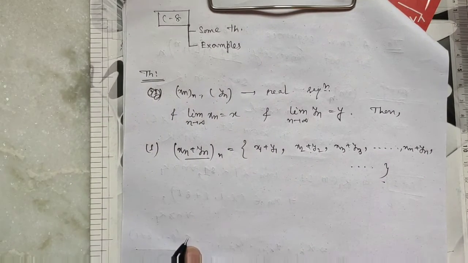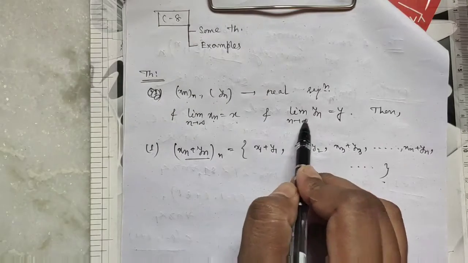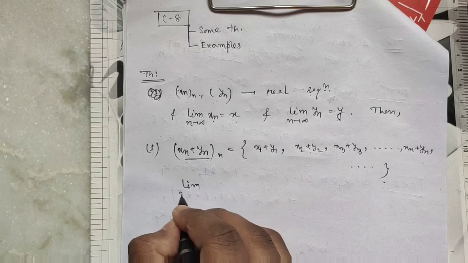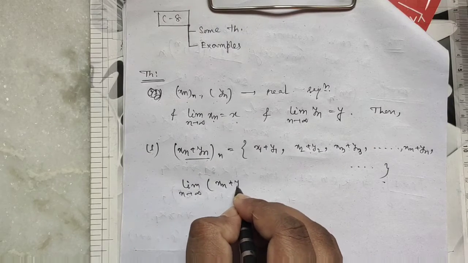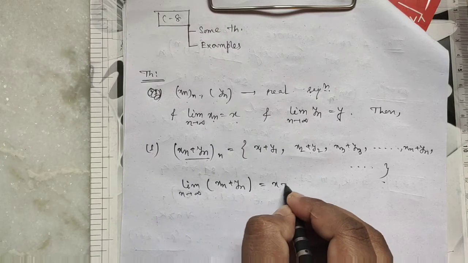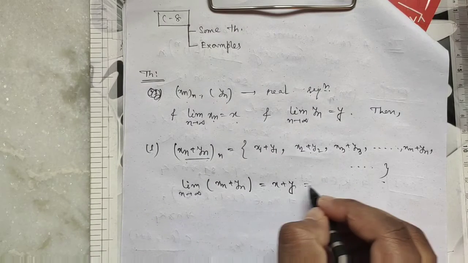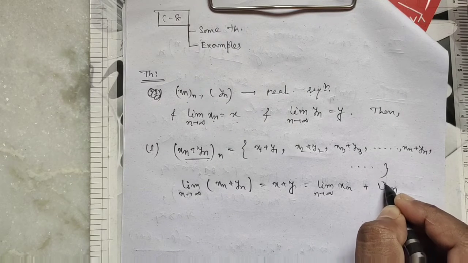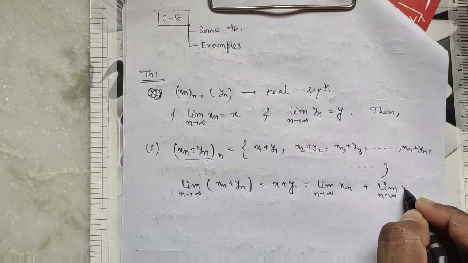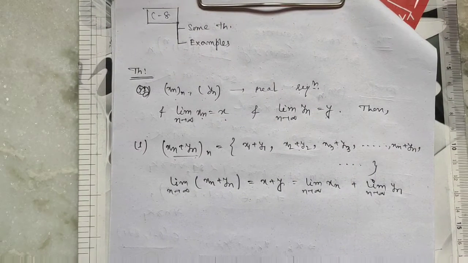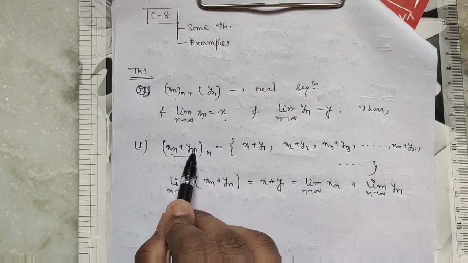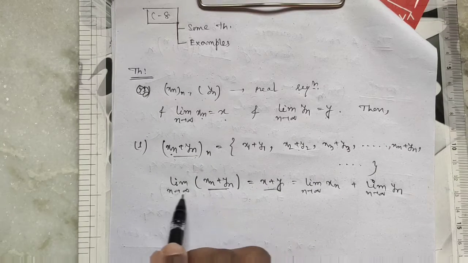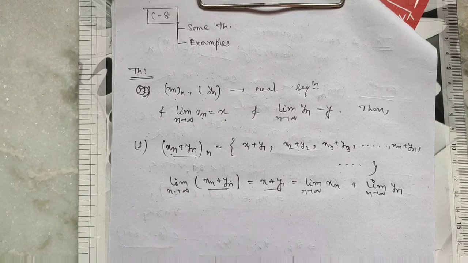If xn converges to x and yn converges to y, then the sequence xn plus yn converges to x plus y, that is, x means limit n tends to infinity xn, plus y means limit n tends to infinity yn. So if xn converges to x and yn converges to y, then xn plus yn converges to x plus y, that is, the limit can be distributed in a sum. Clear?